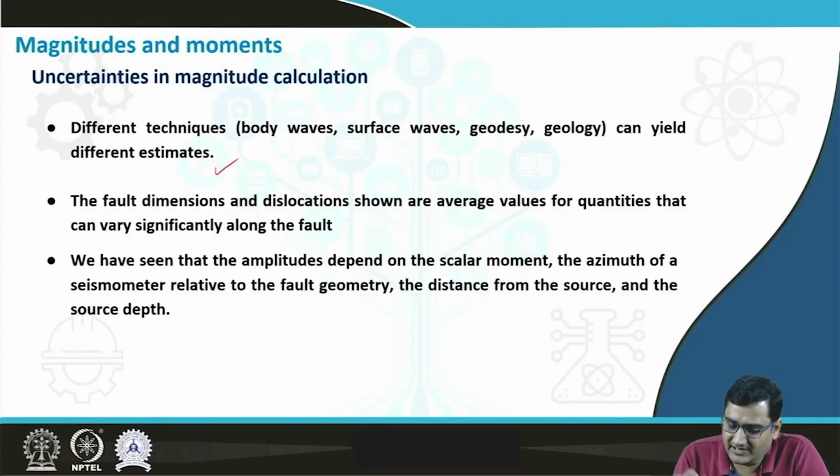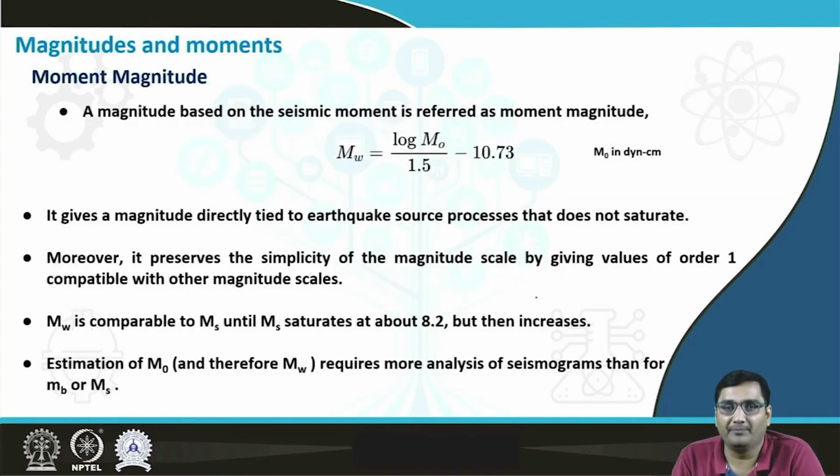We have seen that the amplitudes depend on the scalar moment, the azimuth of a seismometer relative to the fault geometry, the distance from the source, and the source depth. Now that we have talked about the moment magnitude scale, that is considered to be the most updated and better magnitude scale in comparison to the local magnitude, body wave and surface wave magnitude scales, especially in the case of larger magnitude earthquakes.